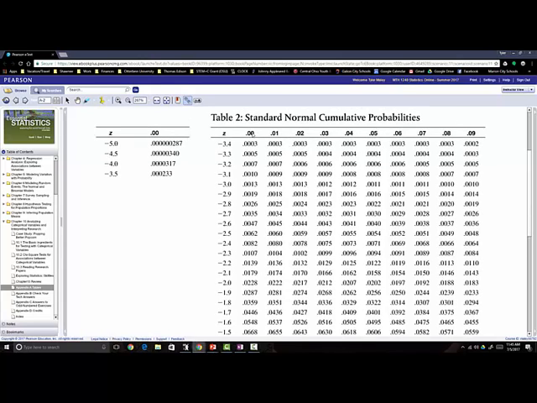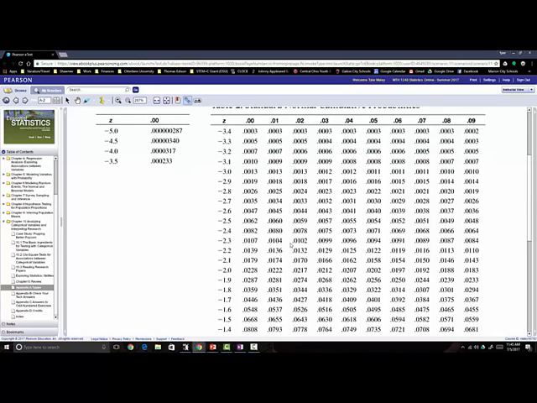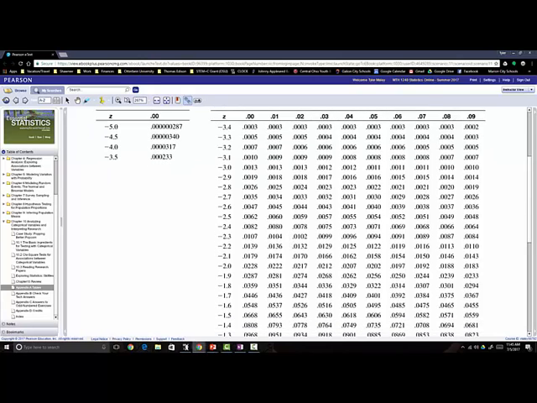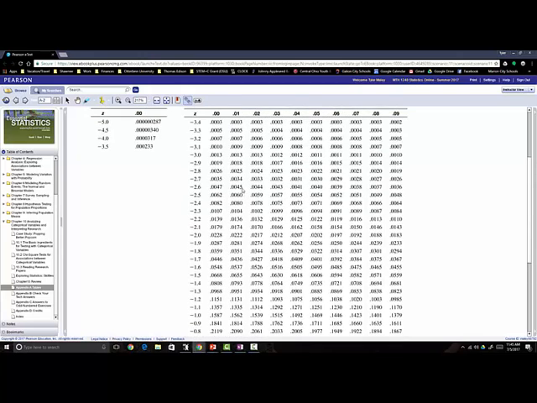The columns are labeled by, so this is showing you the first decimal place, and up here is showing you the second decimal place. So if I went negative 1.25, I find where negative 1.2 is. Let me zoom out a little bit so we can see both. Here's negative 1.2, and we wanted to find where that corresponds with 0.05, and that's this value here. So a negative 1.25 z-score has 0.1056. That's the probability.